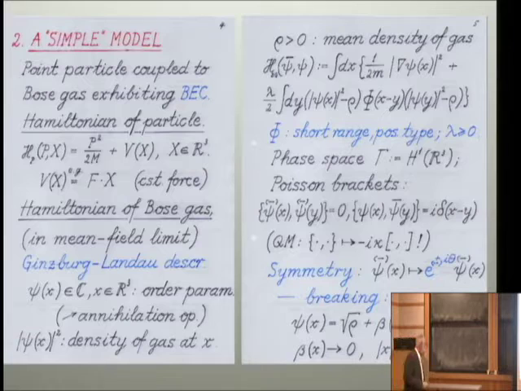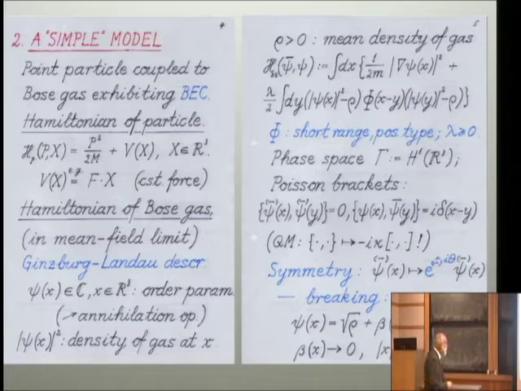You introduce the Ginzburg-Landau order parameter of the gas. That is a complex valued wave field, psi of x. We will then require that psi of x is in some Sobolev space. The physical interpretation is as follows. If you take the absolute value of psi of x squared, it corresponds to the density of the gas at the point x. Rho I denote the mean density of the gas.